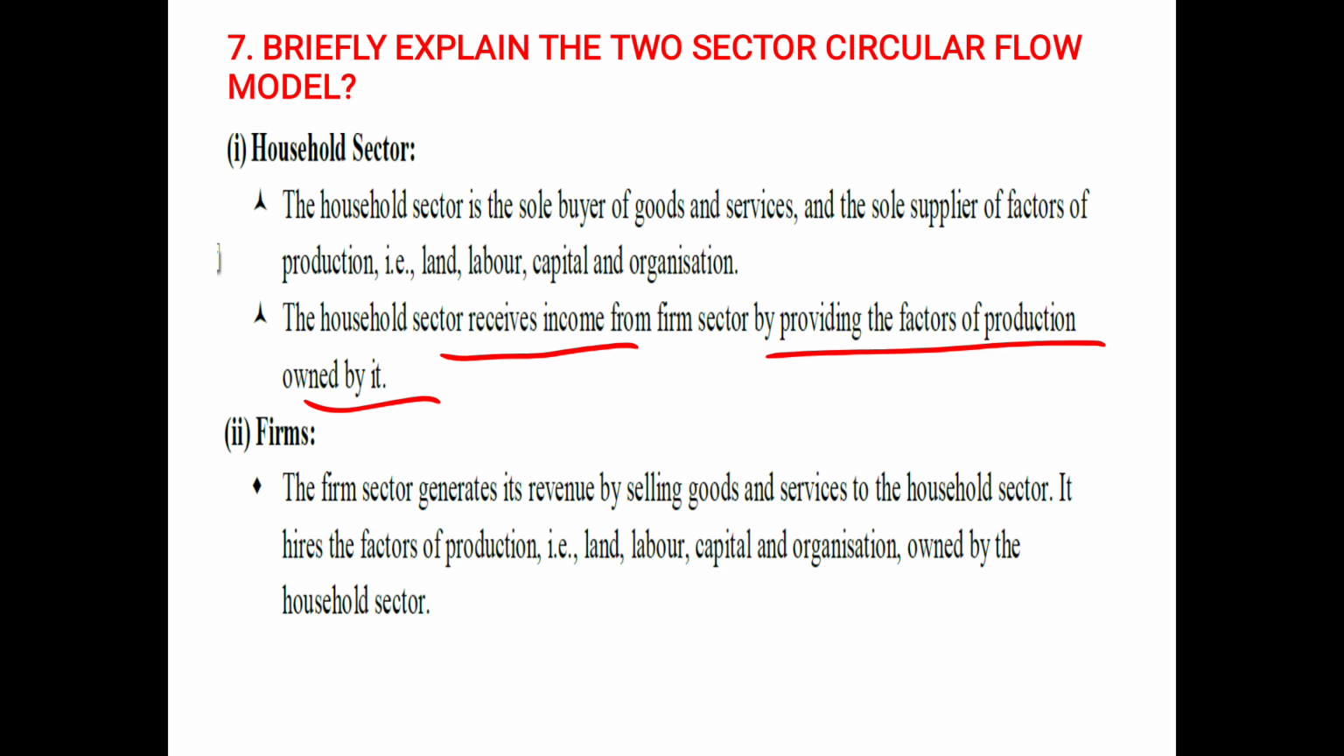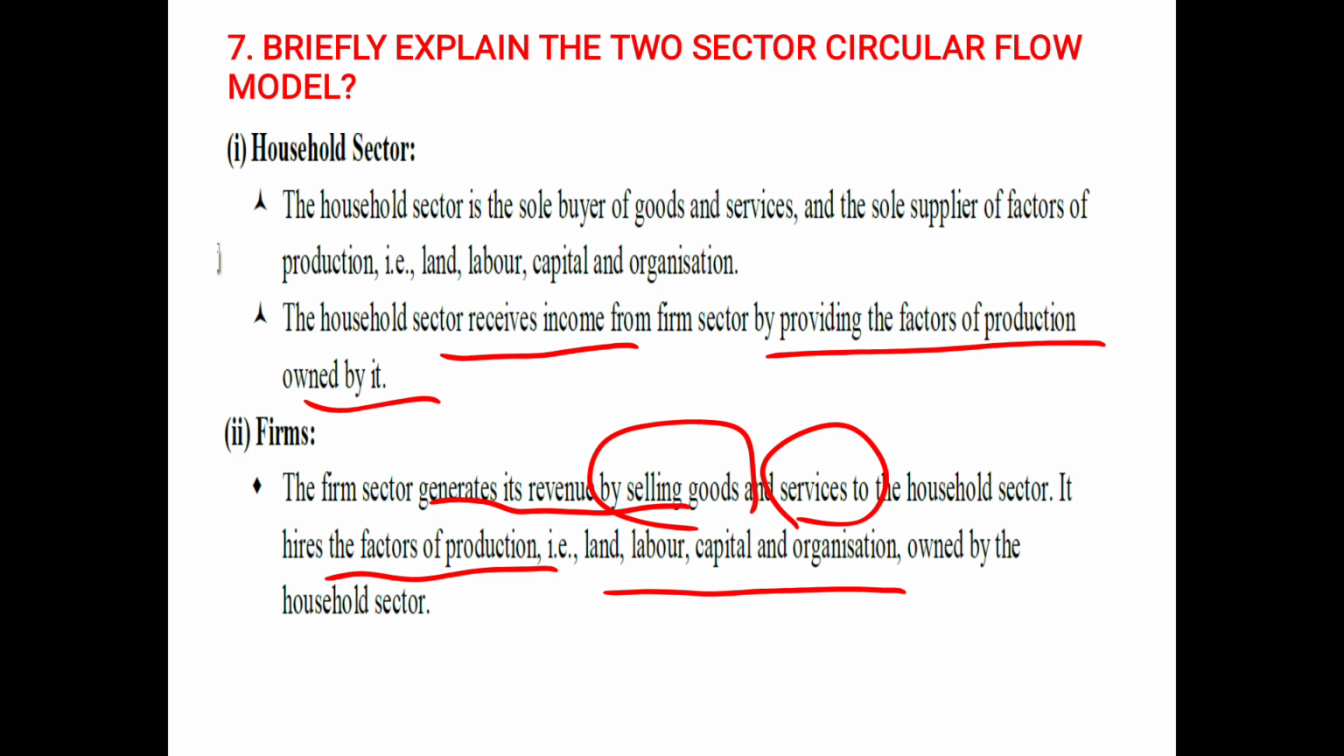Now what is a firm? A firm is supposed to generate revenue by selling the goods and services to the household sector. So it hires the factors of production. Firms hire the factors of production from the households. That is, these are the 4 factors which are being supplied by the household sector.